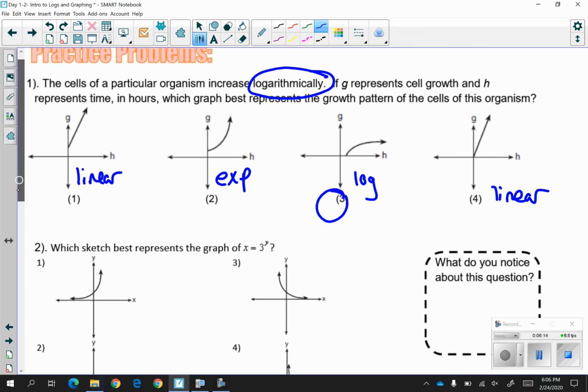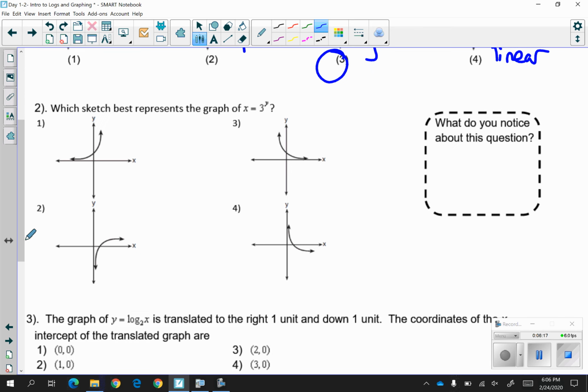Choice 2 is a little more deceptive. If you read this problem, they want you to sketch which best represents the graph, and at first it looks like an exponential equation, right? But what's different about this problem is that your x and y values are switched.